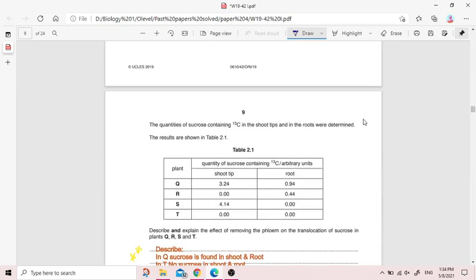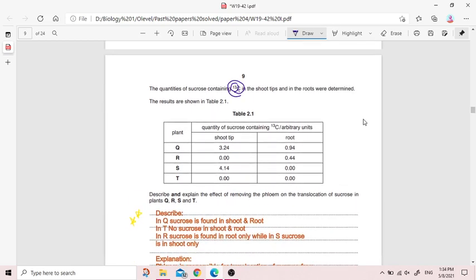The quantities of the sucrose containing the carbon labeled with 13 in the shoot tips and in the roots were determined. He gave me a table and it says this is the quantity of carbon found in the shoot and in the root in each plant.